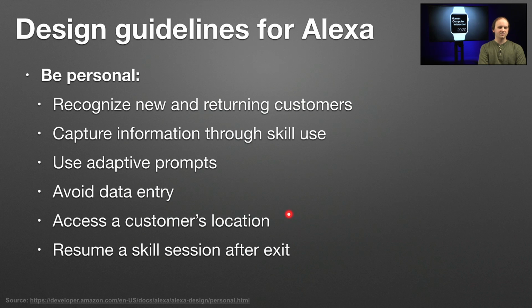And then some Amazon-specific notes. They do give you a tip if you have access to a customer's location: use that as context, but realize that you may not always have that permission. And another big thing that's interesting is to keep your interaction flow going even once the user exits your app or your skill, in Amazon's case, to keep a nice flow going there.